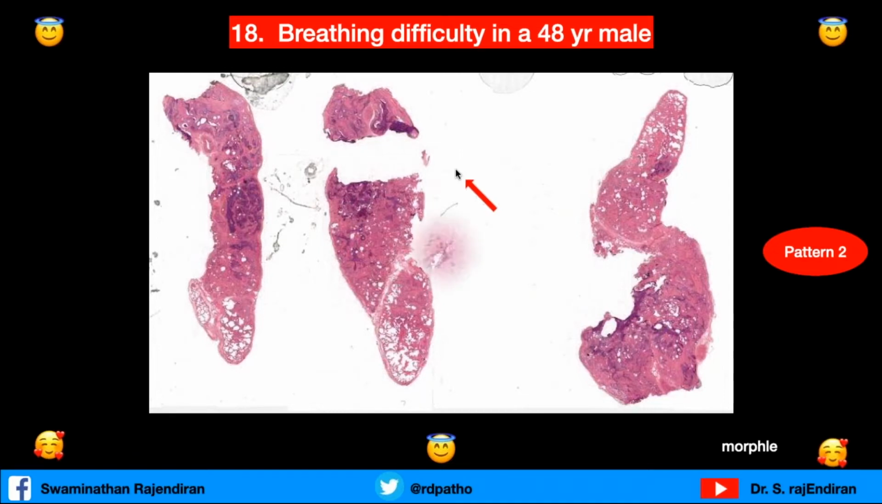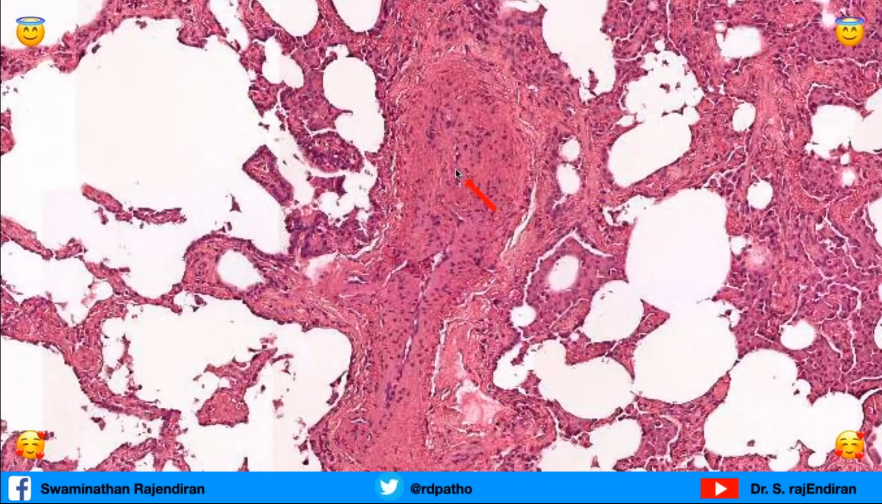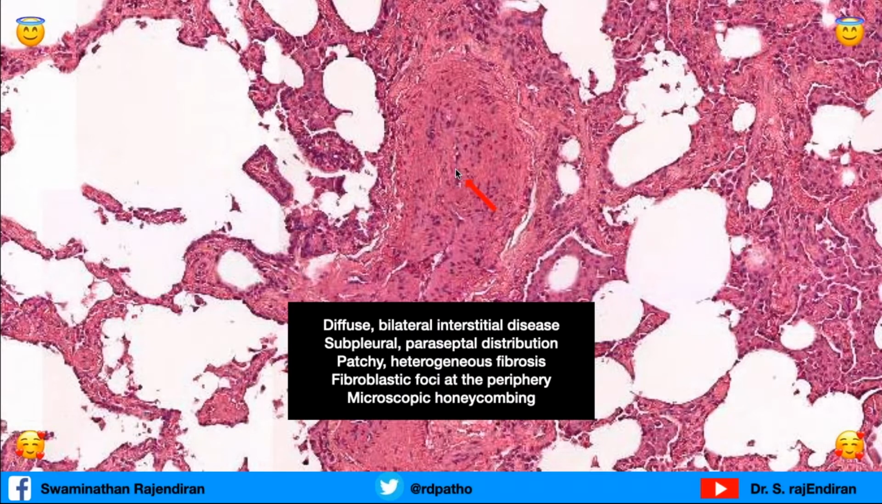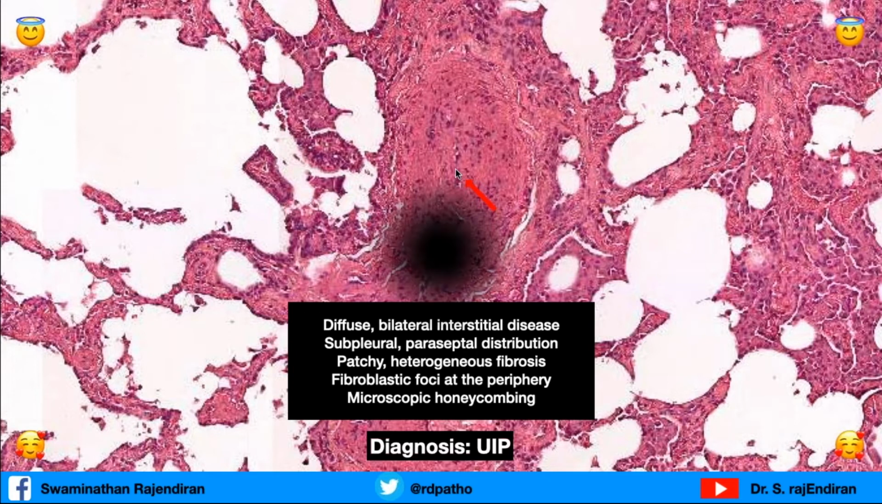So this is pattern 2, and you can see the septal fibrosis, some preserved pulmonary architecture, diffuse bilateral interstitial disease, subpleural and paraseptal, as I told you, patchy and heterogeneous. That word heterogeneity is very important for a diagnosis of usual interstitial pneumonia or idiopathic pulmonary fibrosis. Fibroblastic foci you can see at the periphery, and microscopic honeycombing will be there. So the diagnosis is UIP.